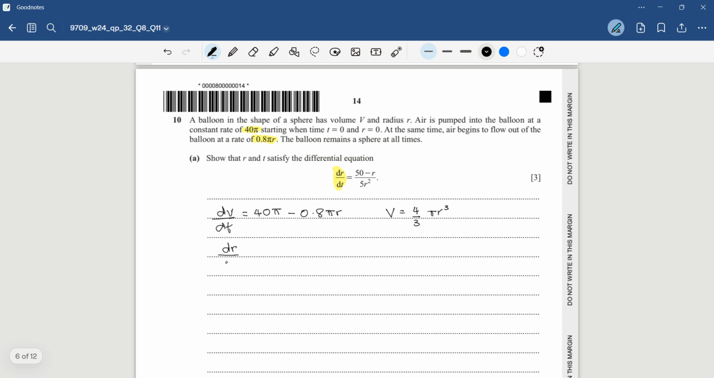So we can use the chain rule. dr over dt is equal to dr over dV multiplied by dV over dt. Usually whatever is on top, the numerator, I'll put here, and then here make it 0. The denominator I'll put here. The common value for r and t is actually V. So dV over dt is already here. Now you find dr over dV. First we find dV over dr, which will be 4 pi r squared. Therefore, dr over dV will be 1 over 4 pi r squared.